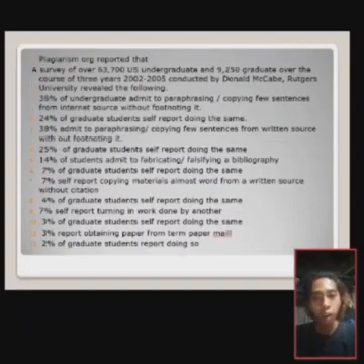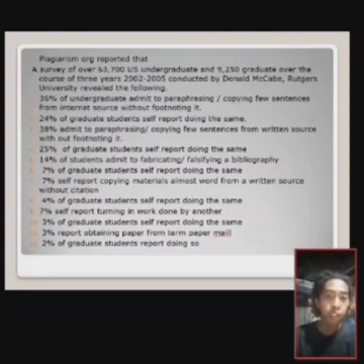Plagiarism. A survey of over 63,700 US undergraduate and 9,250 graduate students over the course of 3 years, 2002-2005, conducted by Donald McCabe, Rutgers University, revealed the following. Number 1, 36% of undergraduates admit to paraphrasing, copying a few sentences from an internet source without footnoting.